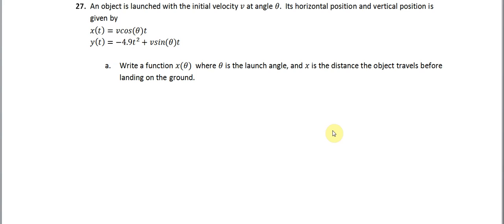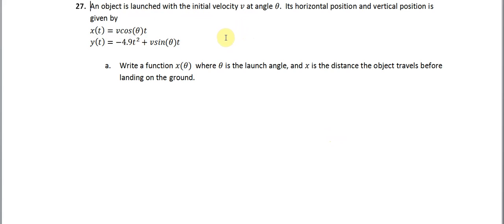In this problem here, I will explain the solution to the problem, but also why this is a significant and useful result whenever we're working with anything that involves projectile motion. Okay? So an object is launched with an initial velocity of v at an angle theta.